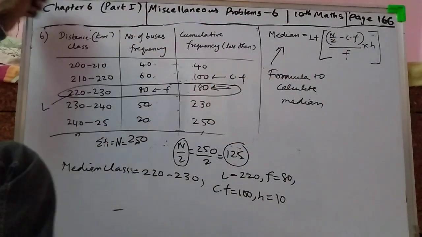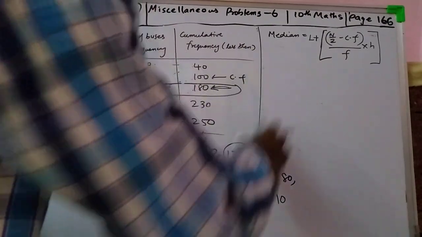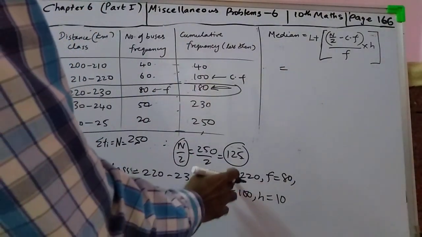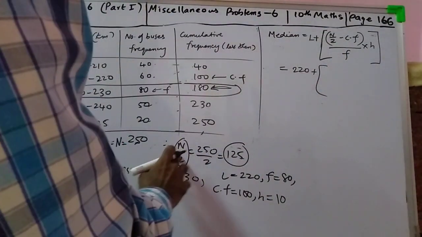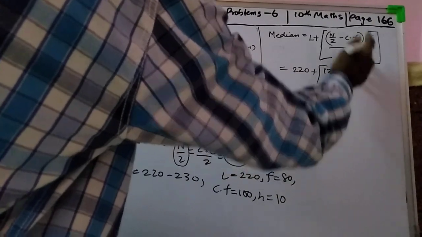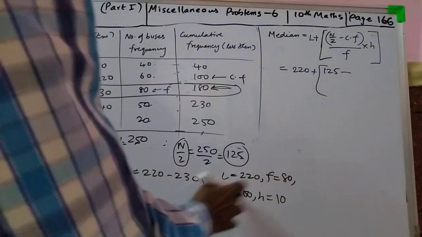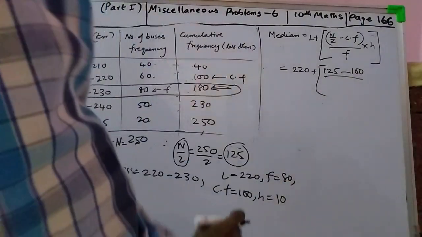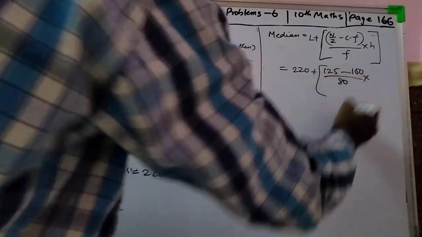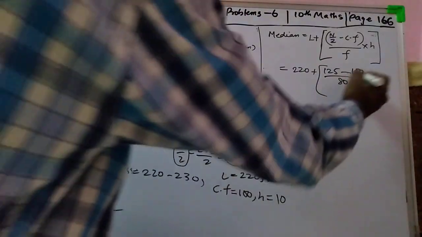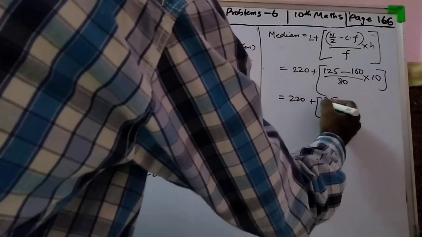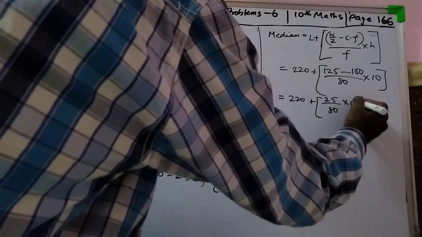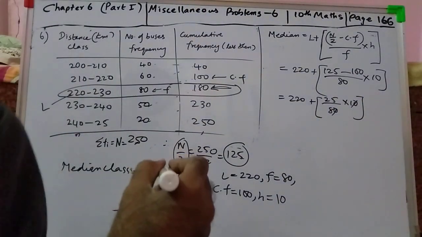Now we will put these values here. L is 220. n by 2 is given as 125. CF is 100. F is 80, and the height, the width, is given as 10. That will become 220 plus (125 minus 100) upon 80 into 10. Cut this.